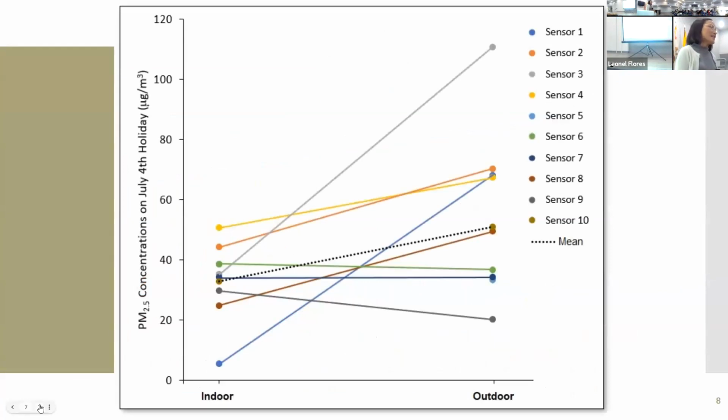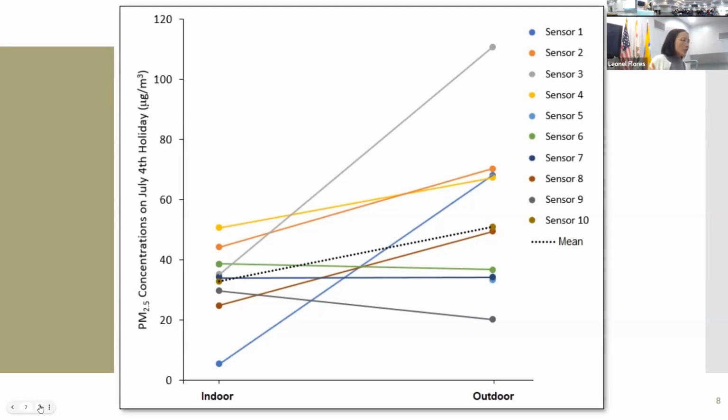All right, so I mentioned that for 10 homes, both outdoor and indoor sensors were installed. So what are the results shown here? You can see there are 10 sensors here, and on the left side is indoor pollution level. On the right side is outdoor pollution level. And in general, outdoor levels are higher than the indoor levels, right? The left side you see it's lower concentrations, right? On the right side, the outdoor, we have higher concentrations.